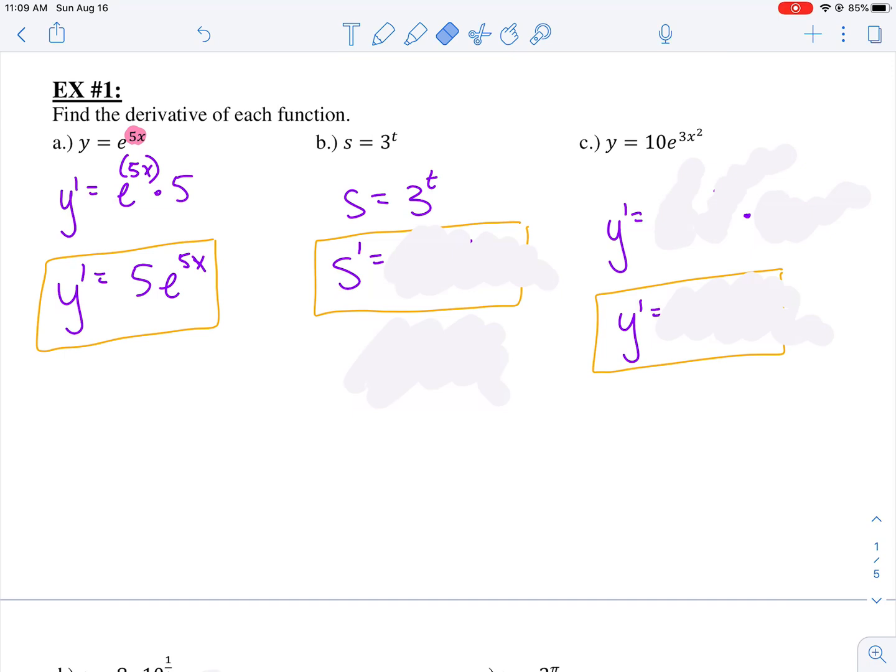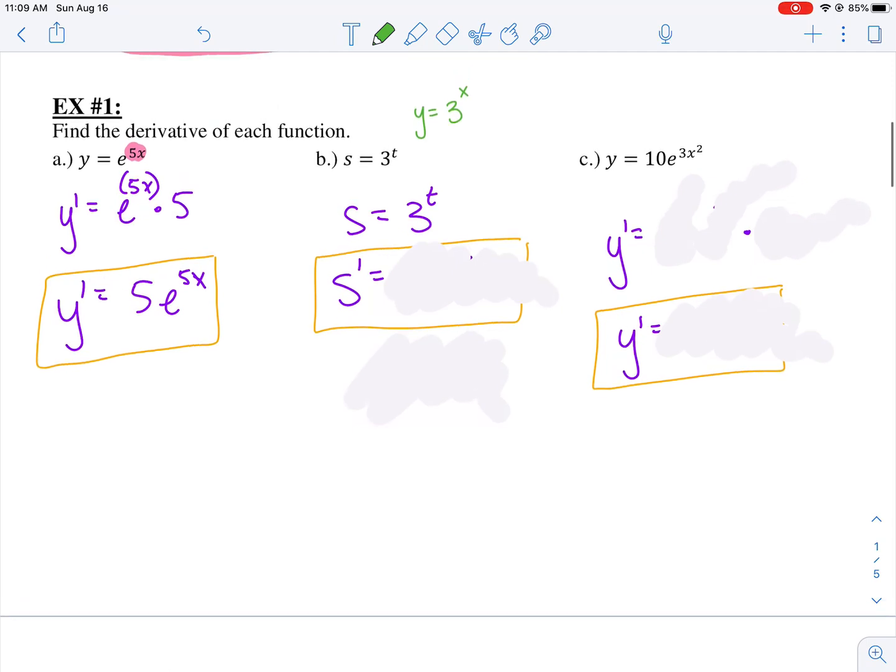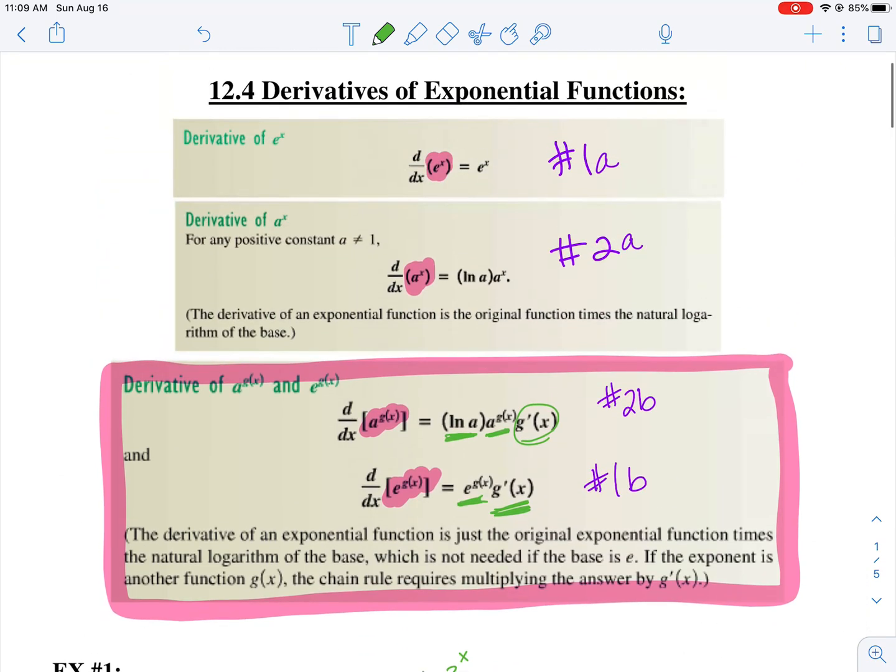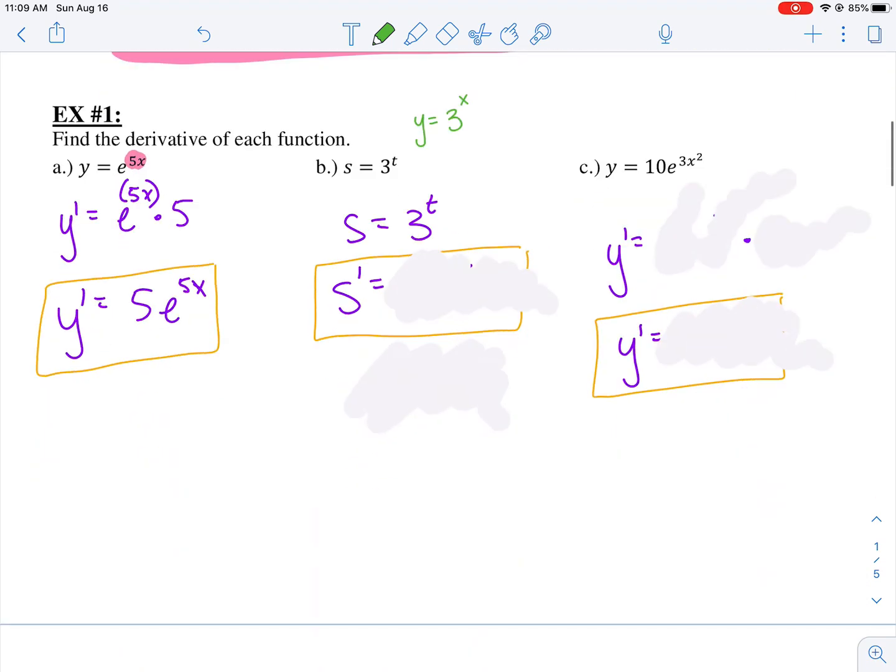All right, look at b. b says I have a function s equals 3 to the t. If you don't like the s's and the t's and you want to look at it a little more comfortably, if you like x's and y's, it would look something like this. Don't always, though, get so used to using x's and y's because variables can change, right? But this might help you recognize that this is going to be rule number 2a. I have a base that's a number raised to an x exponent.